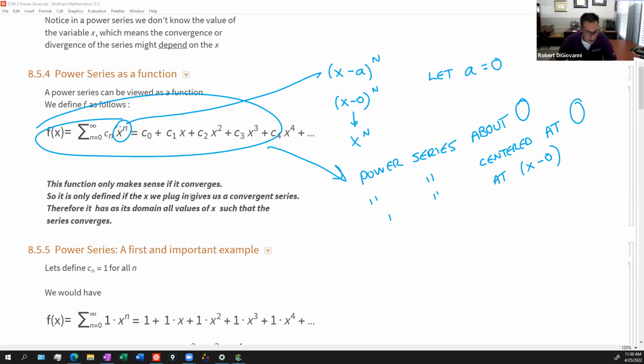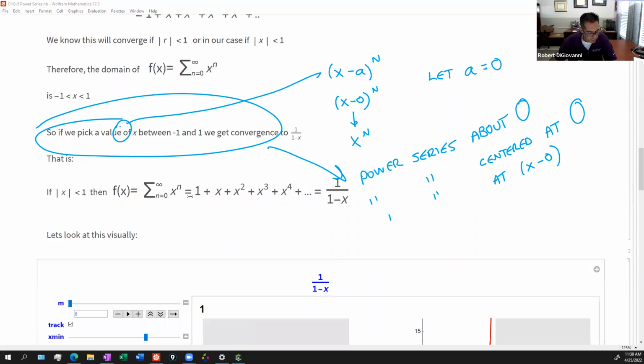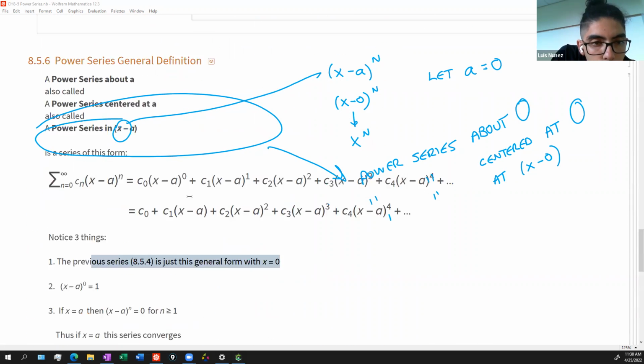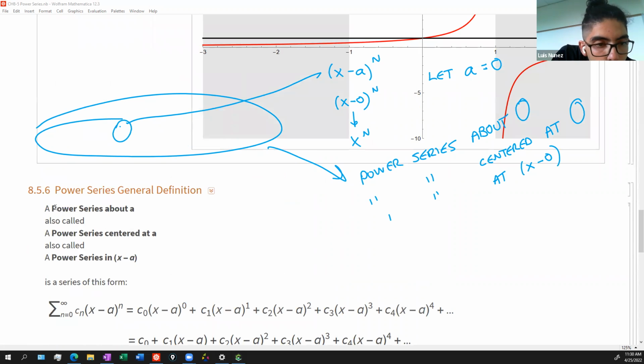I'm using the language here. Let me scroll down. A power series about 0. So a is 0. We don't necessarily need to state a is 0. We're just going to replace a with 0.